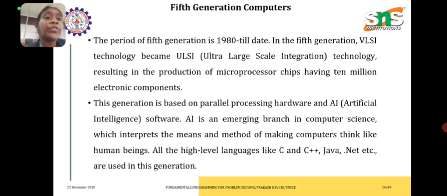And let's move on to the fifth generation, 1980 till date. In the fifth generation, instead of VLSI, we use ULSI, that is ultra large scale integration technology. It results in the production of microprocessor chips having 10 million electronic components. In this generation, we use parallel processing between hardware and AI.